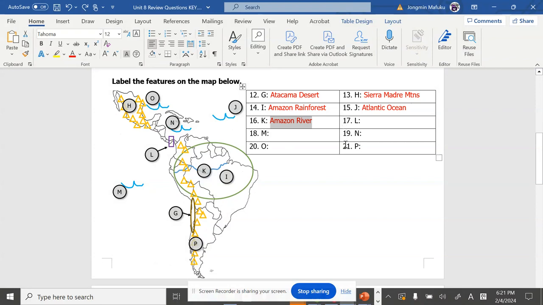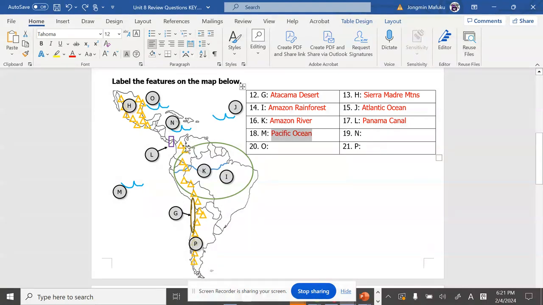And then we go number 17, L. We talked about the political feature being Panama, and we're going to talk about the Panama Canal. And then now we got M. M is our ocean on the opposite side of the Atlantic. The answer is Pacific Ocean.